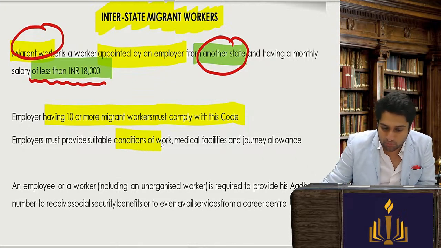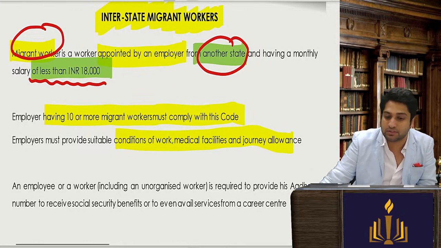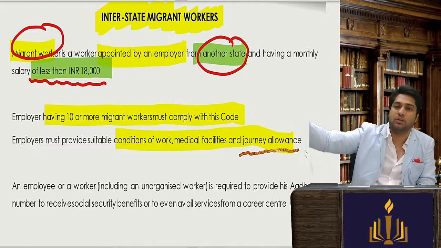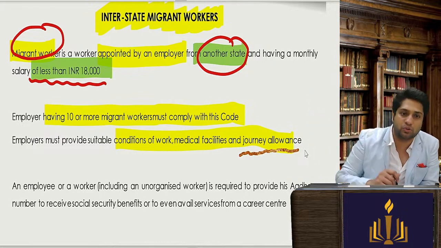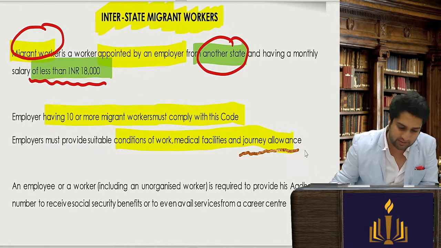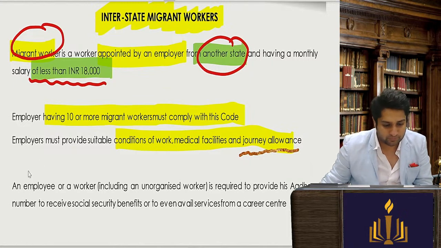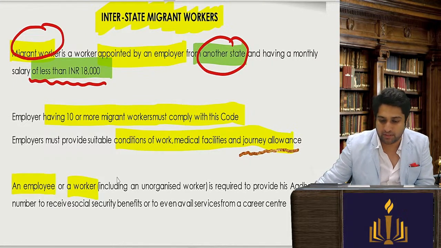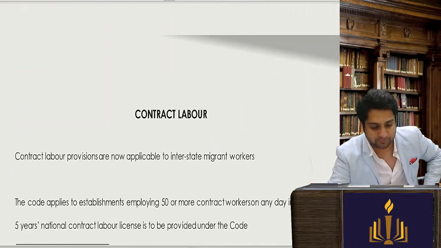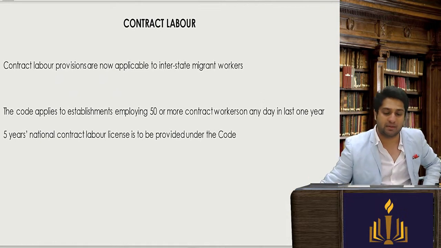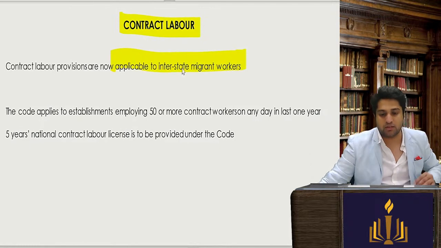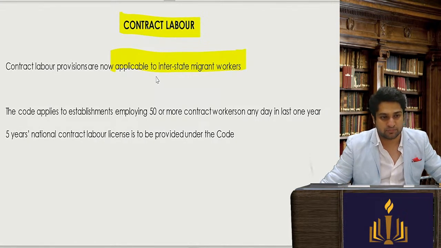Employers must provide suitable work conditions and even a journey allowance, which was not there before. That is, to-and-fro journey allowance from your home state to the current state, or back, should be given to the migrant workers. An employee or workman is required to provide his Aadhaar number to receive the benefits. Then even contract laborers are also covered. Contract labor also applies to interstate migrant workers.